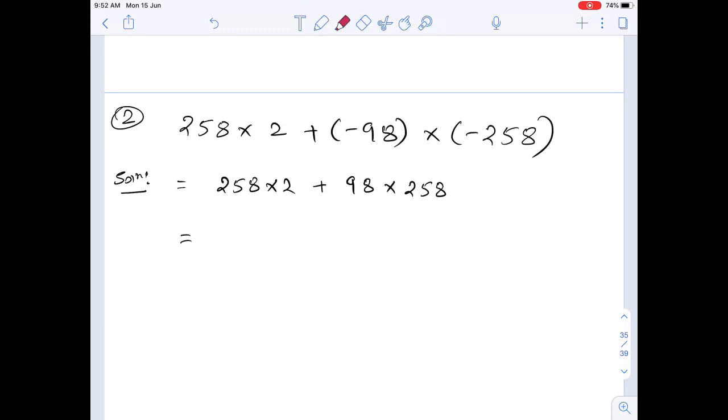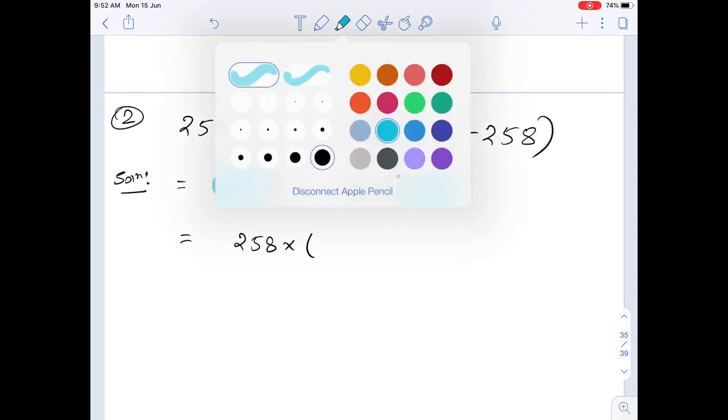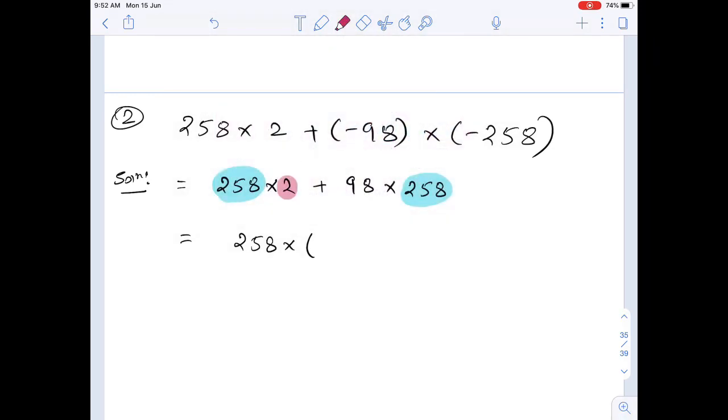We will find the common numbers. So which are the common numbers? Here 258 is present, here also 258 is present. So we will write that 258 out of the bracket, 258 into, now inside of the bracket what we will write? The uncommon number, that is 2, and here it is 98. So what should be written here? 2 plus 98. Why plus? Because here the sign for 2 is plus, the sign for 98 is plus.